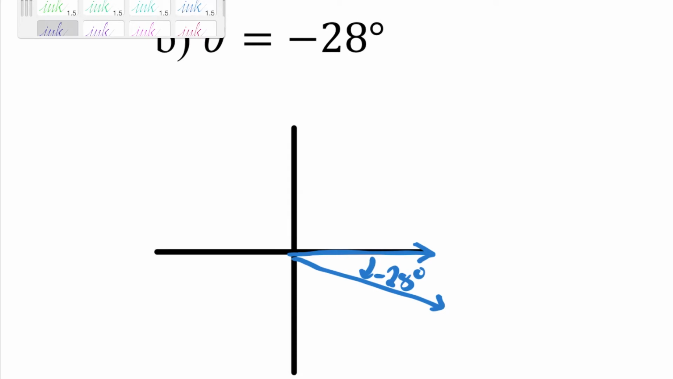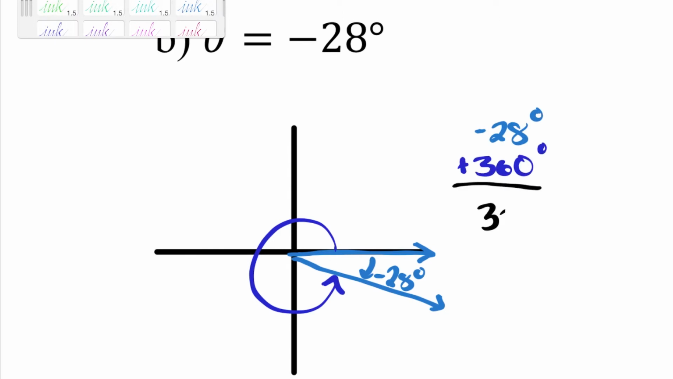28 degrees. And so if I wanted to find a coterminal angle, I could just find the positive version, which means I'm taking the 360 degrees and subtracting that negative 28. Or I'm taking negative 28 and adding 360 degrees. Either one of those works. And so I'm just going to find the one for this one. If you want to find another, that's totally fine.